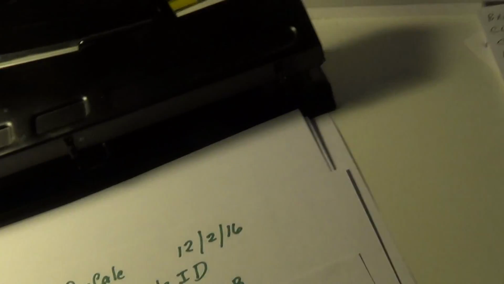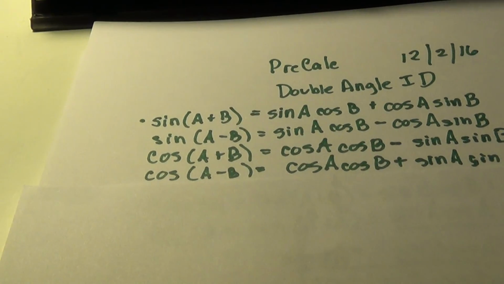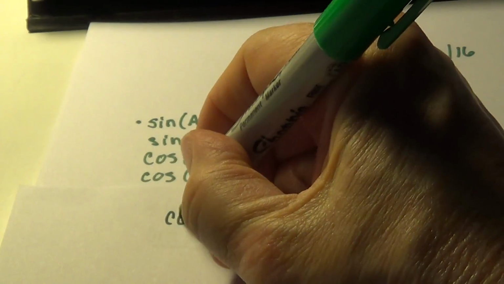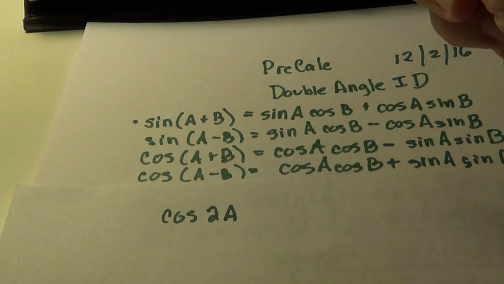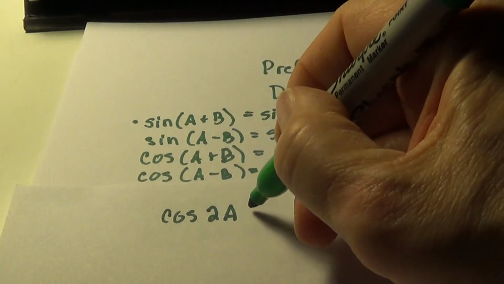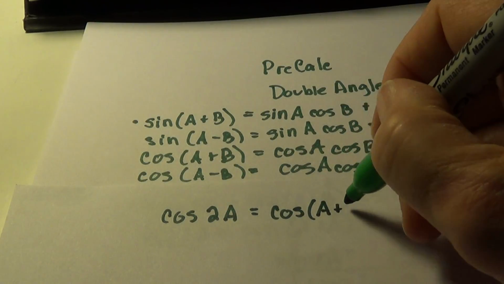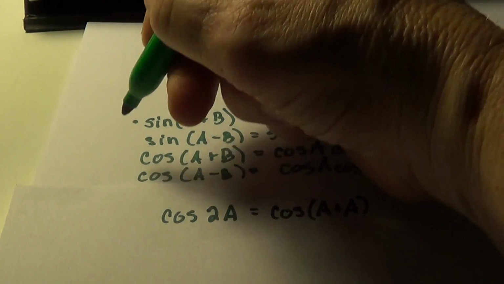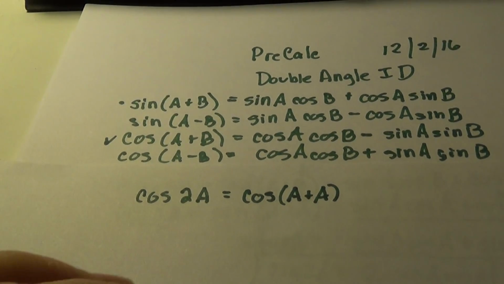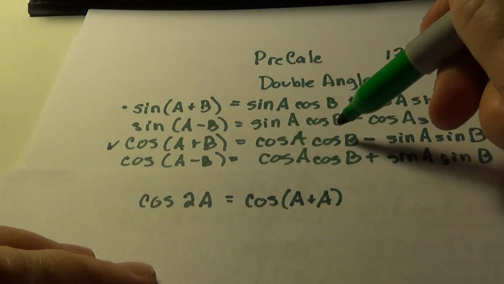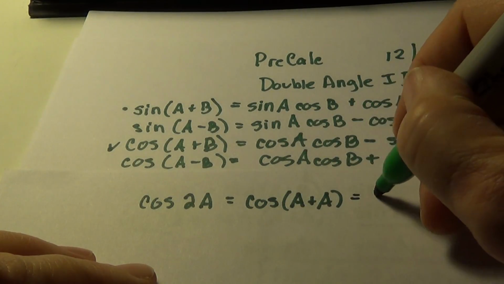Alright, so here's our trig IDs, and this time I'm going to develop cosine of 2a. I'm going to remember that cosine of 2a can be cosine of a plus a. So that is the cosine of a sum. So that's this line. So I'm going to take the cosine of a plus a, and everywhere I find a b, I'm going to replace it with an a.